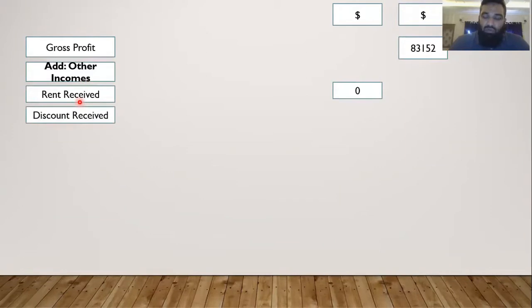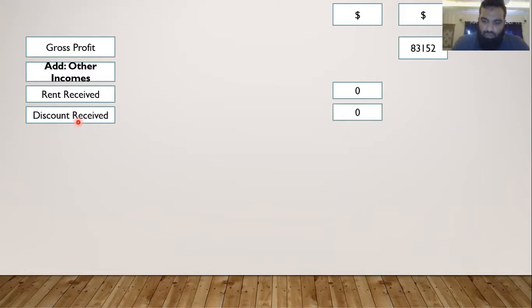The other example is discount received. This is discount received from the supplier. Though we don't receive any cash, but it's an income. We consider it as an income. If it's in your question, it will be again in the credit balances of your trial balance. In our question, we don't have any discount received, so we'll just put a 0.